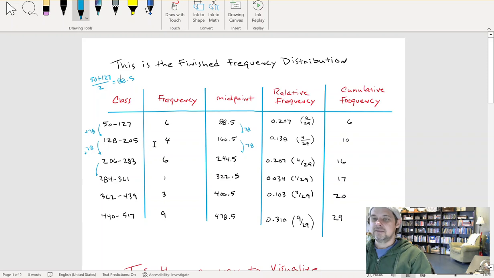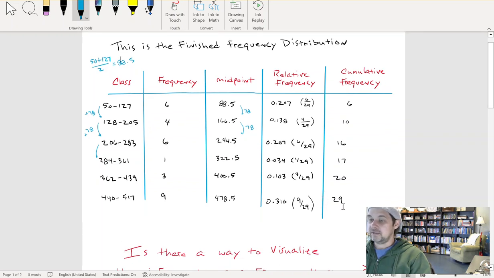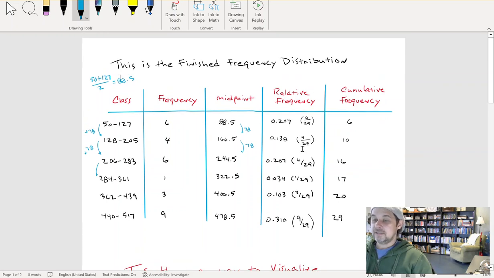Okay? So to get the cumulative frequency, we just add the new frequency to the old cumulative frequency until we're done. And it will end in 29 because 29 is the total number of students in the data set. So anyway, that's how you make a frequency distribution.